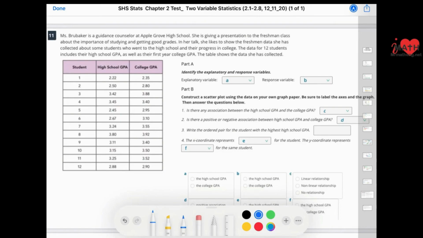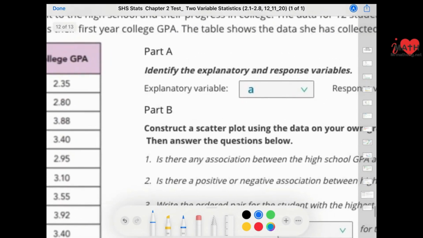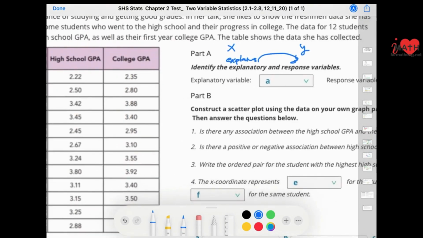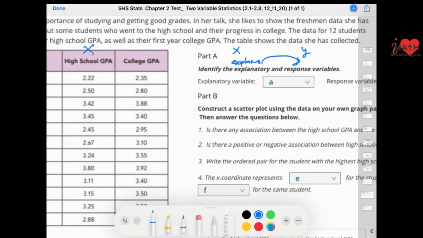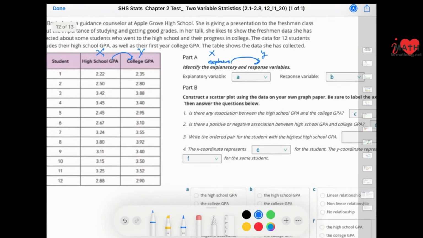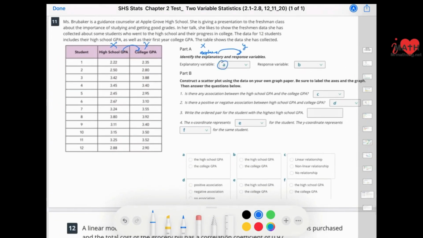Okay, what is the explanatory variable? The explanatory variable helps explain the response. Here, the high school GPA explains your college GPA. So part A is going to be high school GPA. And what is the response? That would be college GPA.